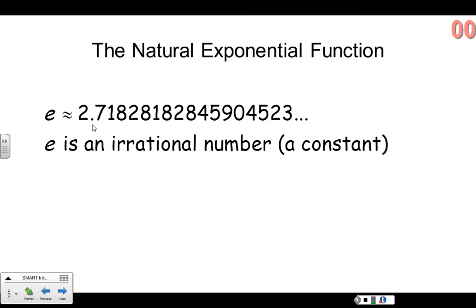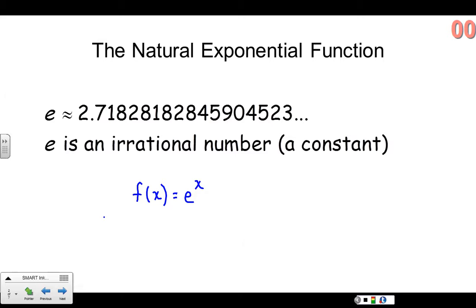E is called the natural exponent. E is actually a constant, kind of like pi in geometry. It's an irrational number that goes on forever. But the function f of x equal to e to the x is called the natural exponential function. So you do see that quite often in pre-cal concepts, where we're talking about exponential functions.